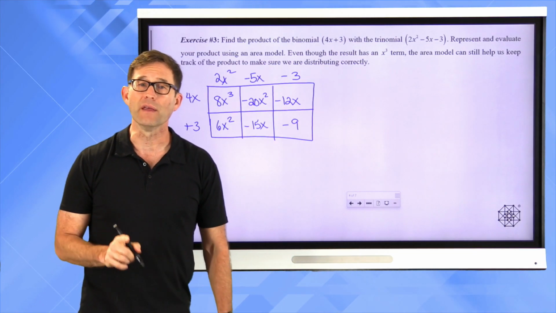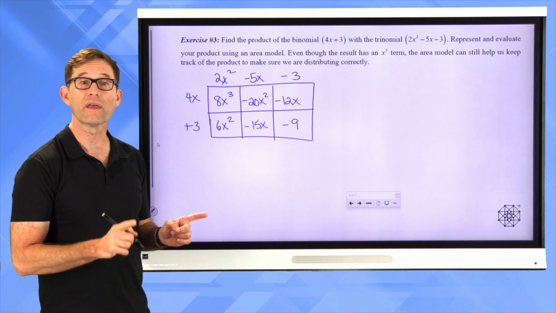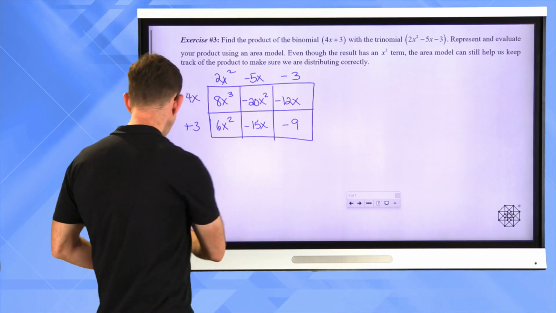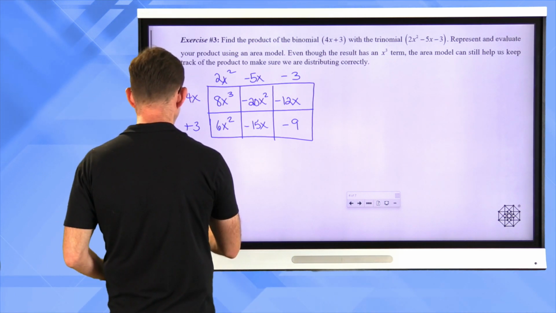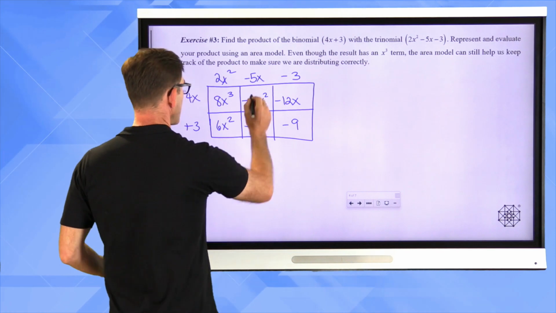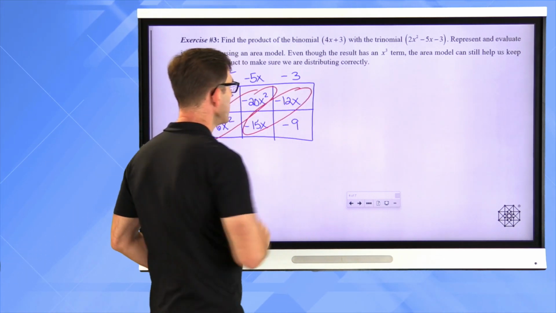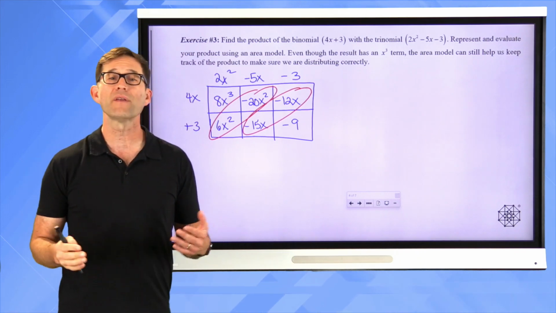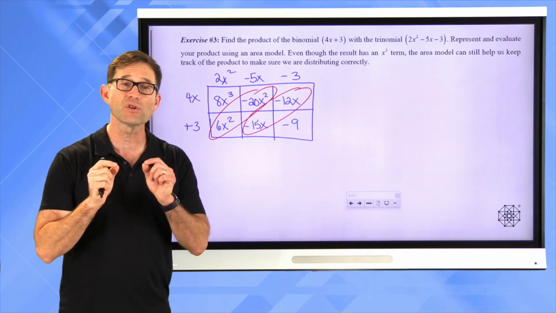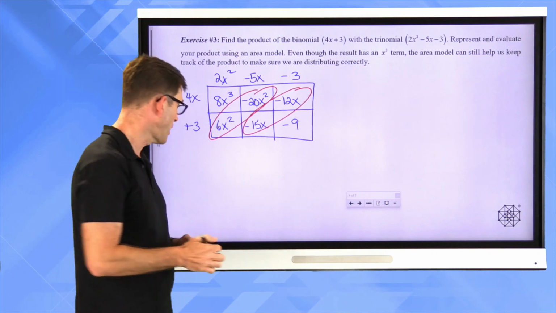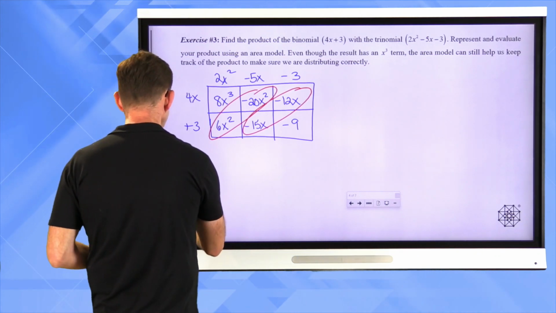The beautiful thing is, just like before, what we can now see is that all of our like terms are along the diagonal. Let me do this with a different color just so that we can really hone in on this. Right? Those like terms are along the diagonal, which makes it very visually easy to see how we combine them. Now we'll go back to blue.